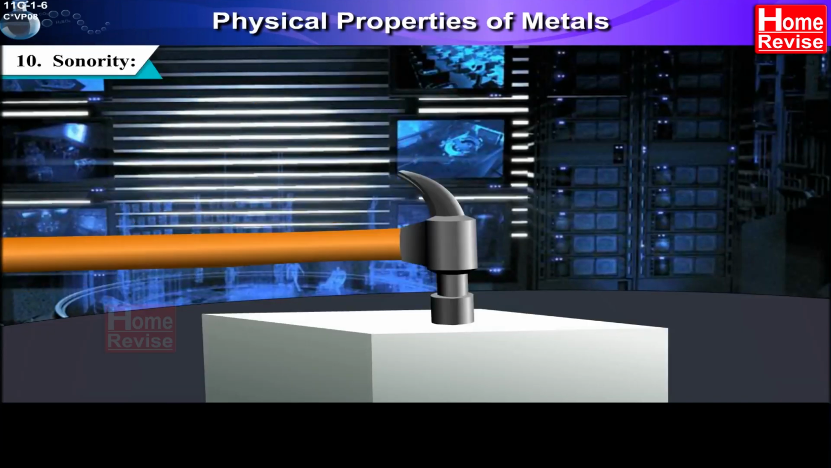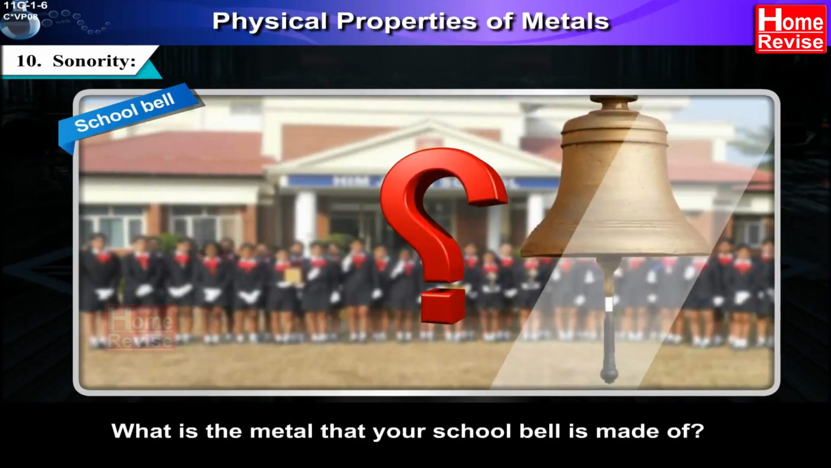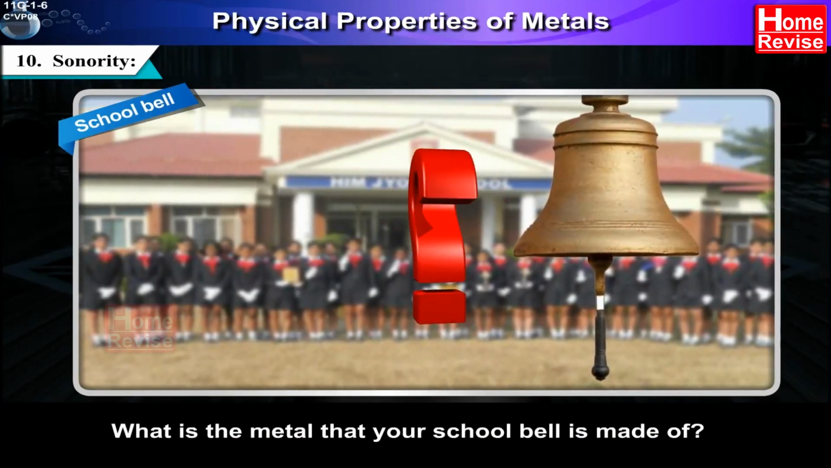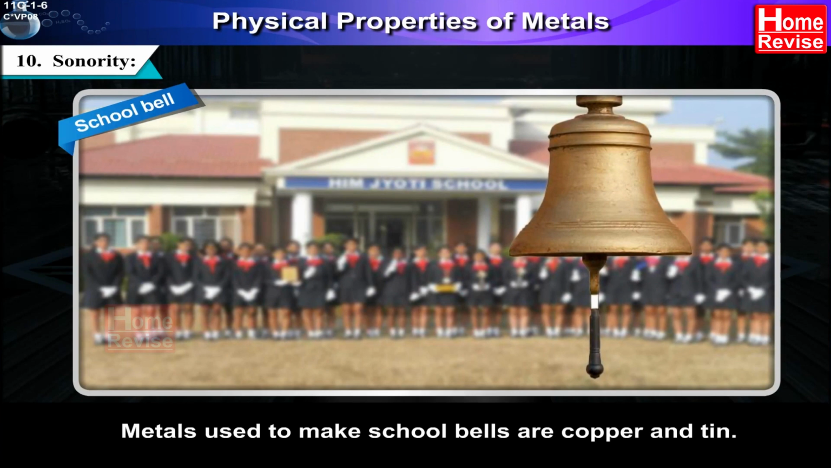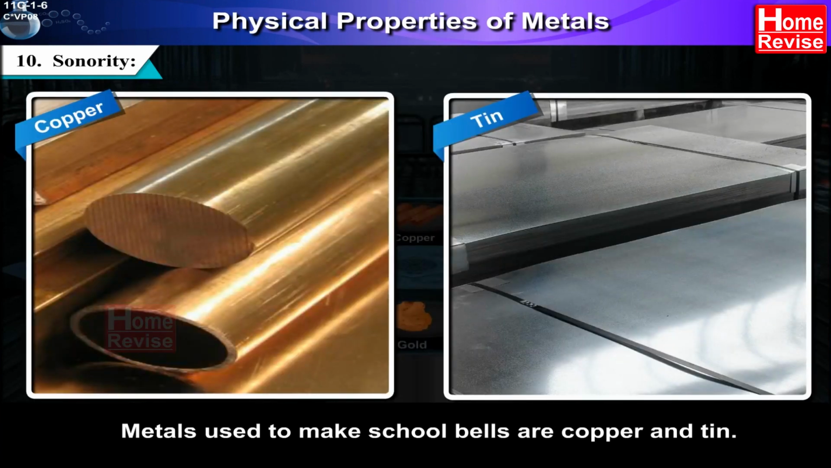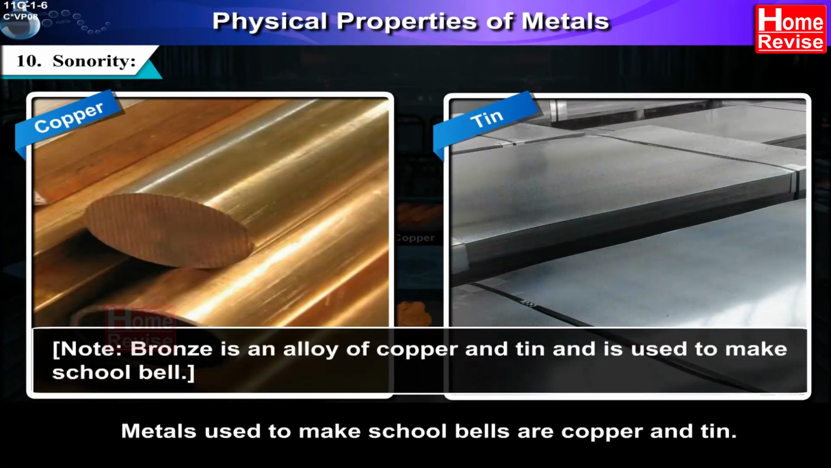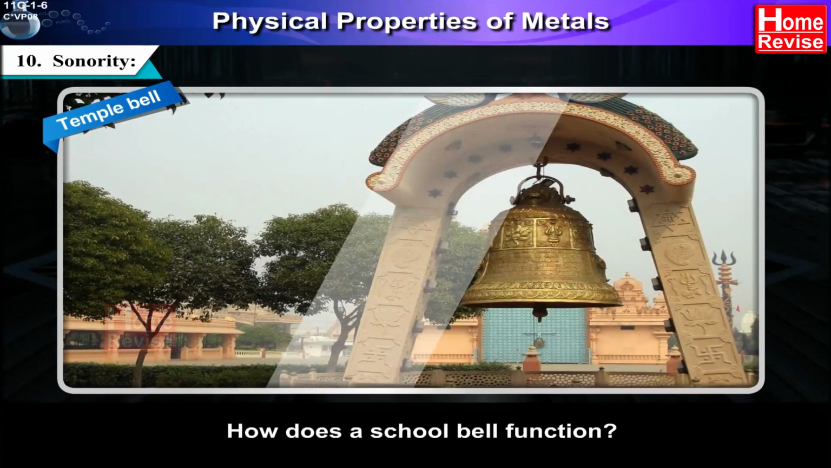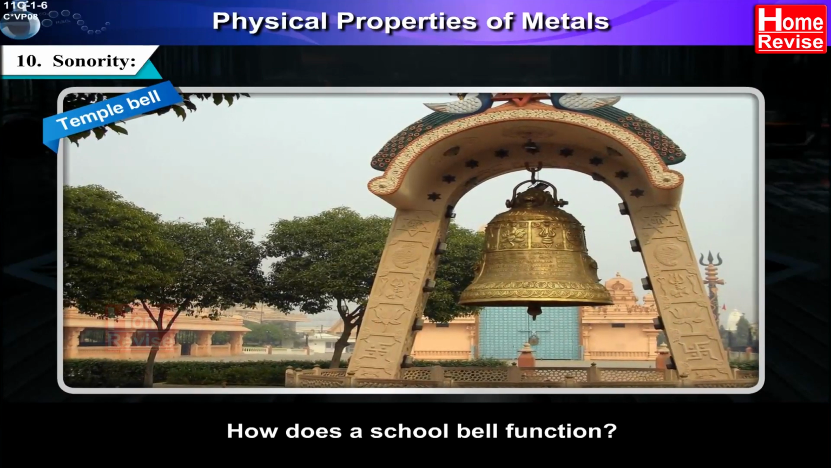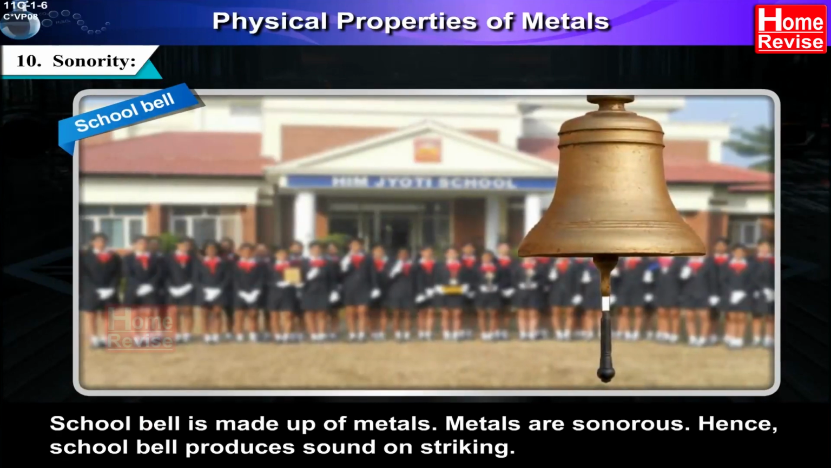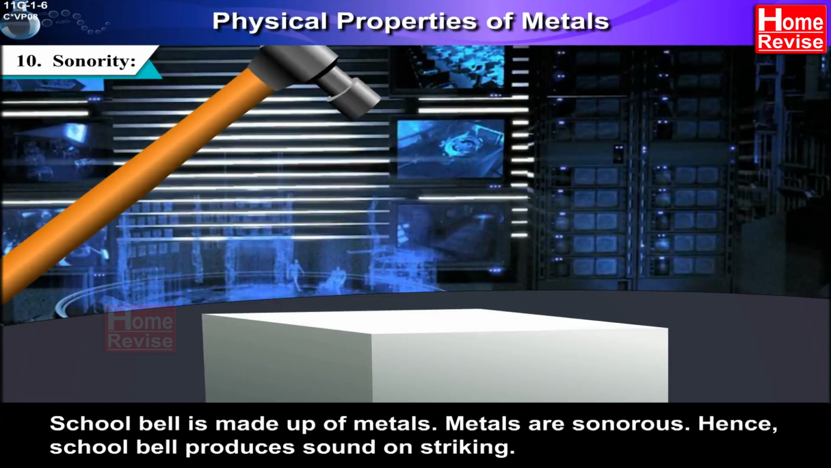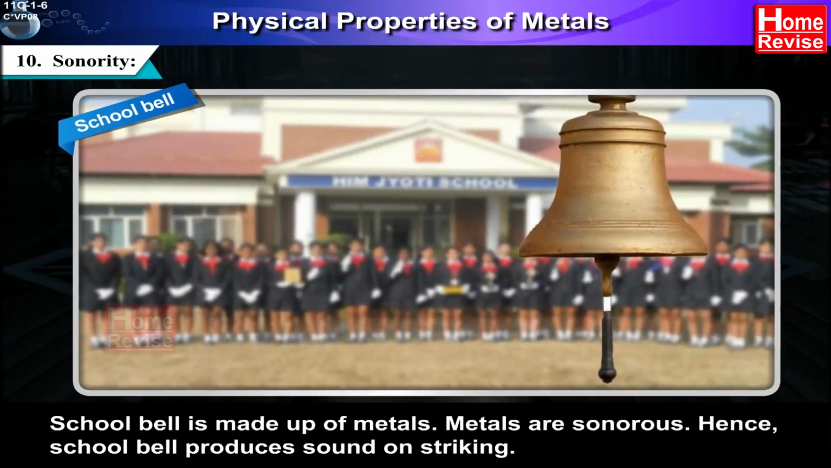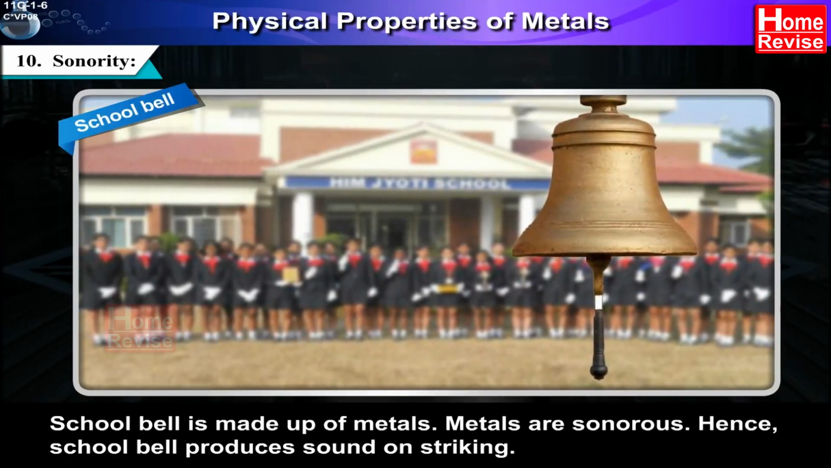10. Sonority. What is the metal that your school bell is made of? Metals used to make school bells are copper and tin. Note: bronze is an alloy of copper and tin and is used to make school bells. How does a school bell function? A school bell is made up of metals. Metals are sonorous. Hence, a school bell produces sound on striking.